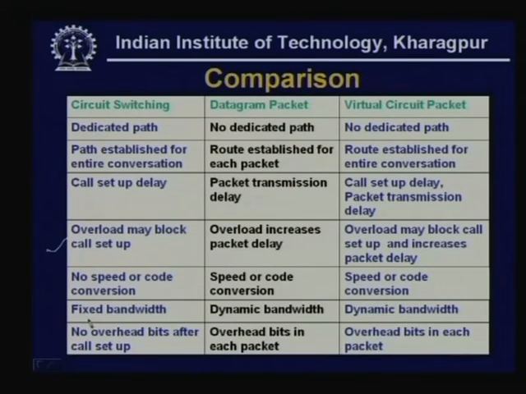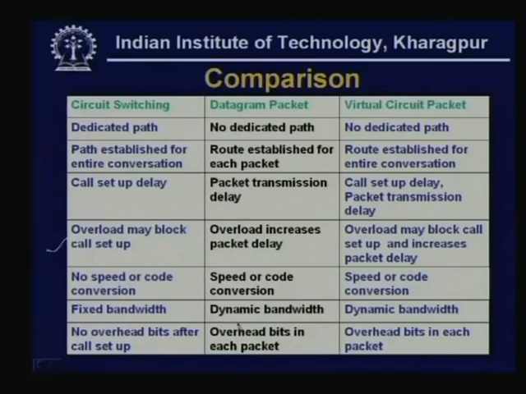Then the circuit switching technique gives you fixed bandwidth. Fixed bandwidth means once the network is set up, it gives you the fixed bandwidth. On the other hand, in virtual circuit packet switching or datagram packet switching, in both cases the bandwidth can be dynamic, because in different paths you can have different speed and conversion times. So, it is possible to have dynamic bandwidth in datagram and virtual circuit packet switching. The only thing is, since it is being shared, that bandwidth will be dependent on the load.